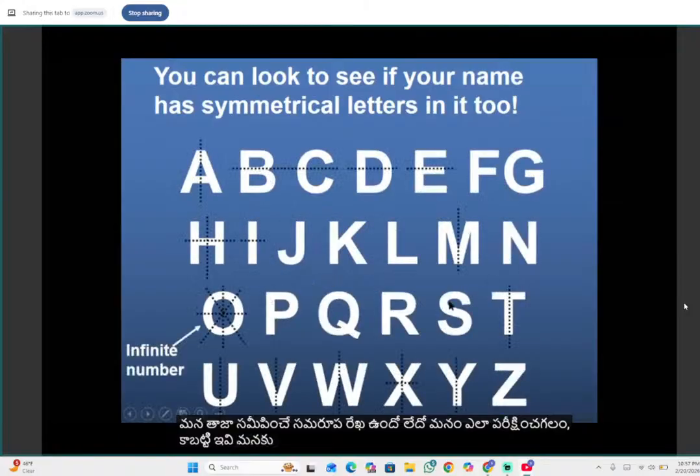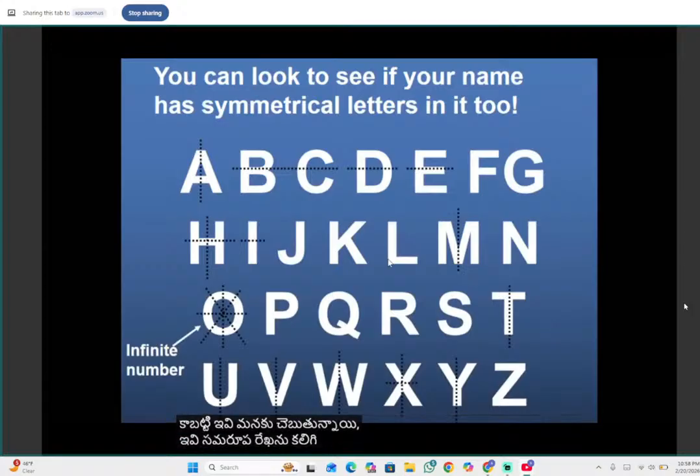So these are the letters which are symmetrical. They must have a line of symmetry. A has 1 line, B has 1 line, C has 1 line, D 1 line, E 1 line. F does not have a line of symmetry. G does not have a line of symmetry. H has got 2 lines. I, as I told you, when I is considered thin, it has only 1 line of symmetry.